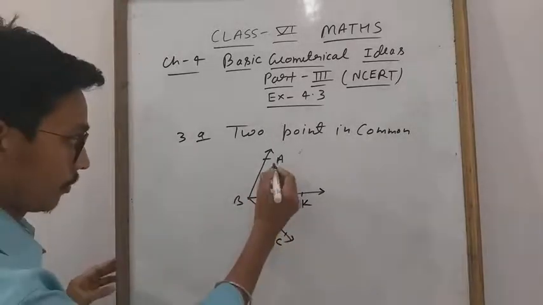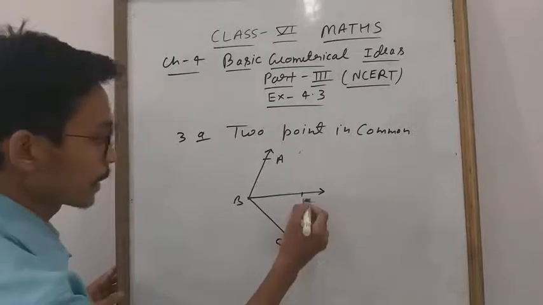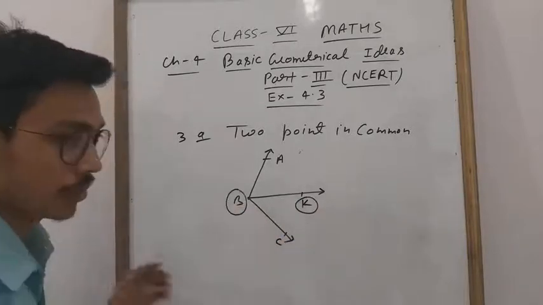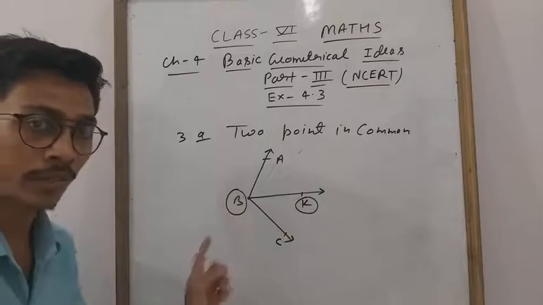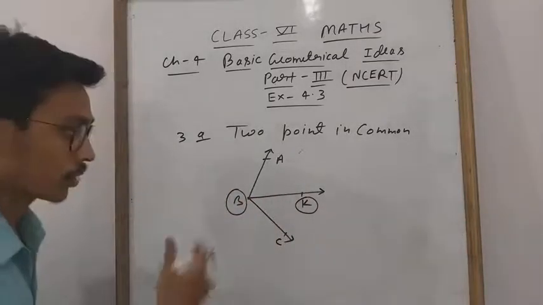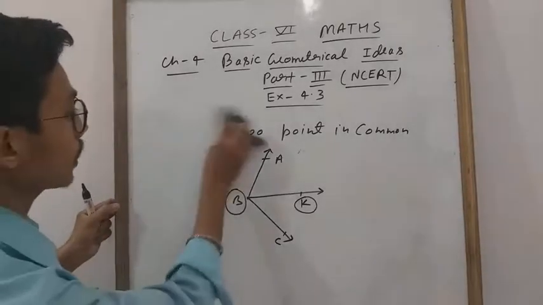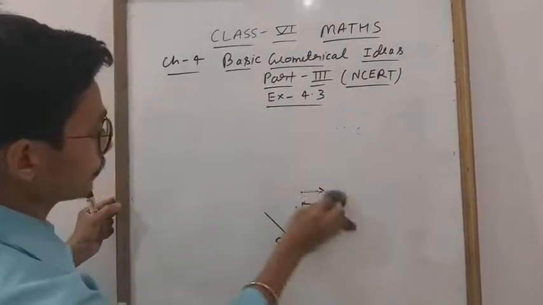Why? When you write A B K and you write K B C, here K is also common, B is also common. So this is about 2 points common, 1 point common I explained. Next 3 points common, so 1 point also you will mark. Clear? So the next question you will do yourself. I explained. Now move to the exercise 4.4.